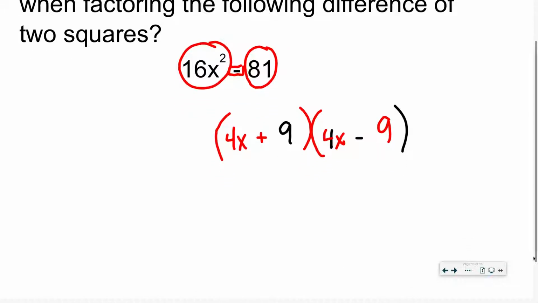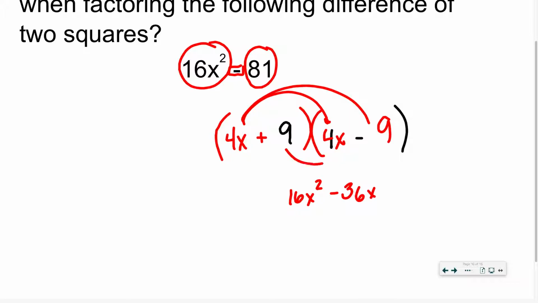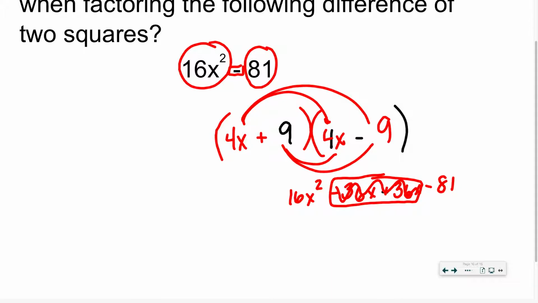FOIL. Yeah, I could actually distribute it through and multiply if I wanted to FOIL. 16x squared minus 36x plus 36x minus 81. If I combine my like terms, these eliminate to 0 because they are opposites, and I would be left with what I started with, 16x squared minus 81.